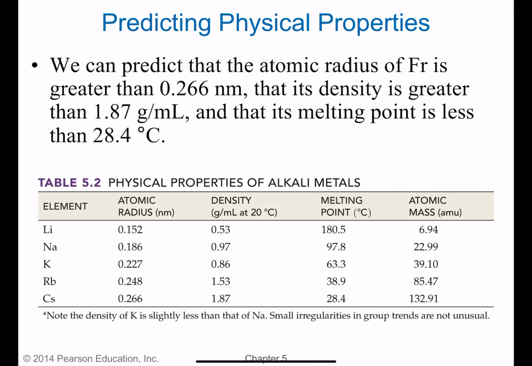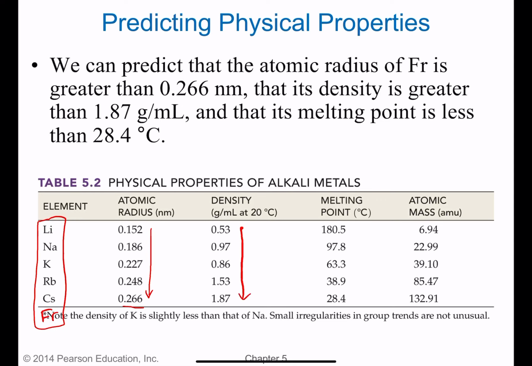So francium is under cesium, so these are all of the elements that are in that first column in group 1, the alkali metals. So notice a couple things. We've got atomic radius is increasing, which makes sense with the trend we already saw. So we could predict that the atomic radius for francium must be larger than 0.266.